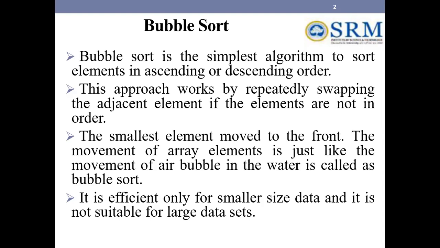The movement of array elements is just like the movement of an air bubble in water, which is why it is called bubble sort. That is, the smallest element is moved towards the left side, and the largest elements are moved towards the right end. So that is the concept of bubble sort. It is efficient only for smaller data sets, and bubble sort is not suitable for larger data sets.